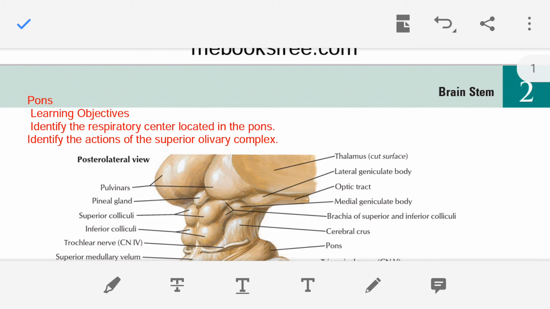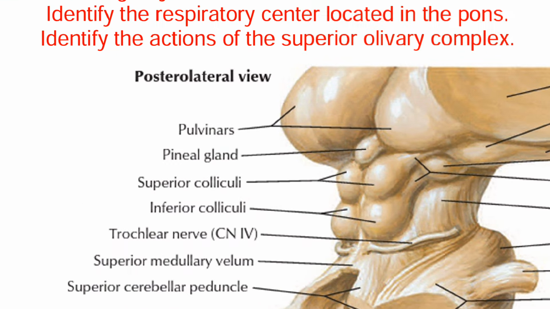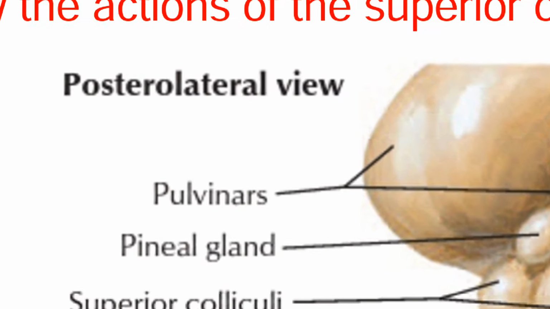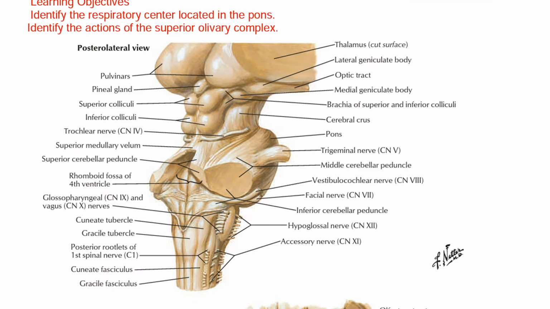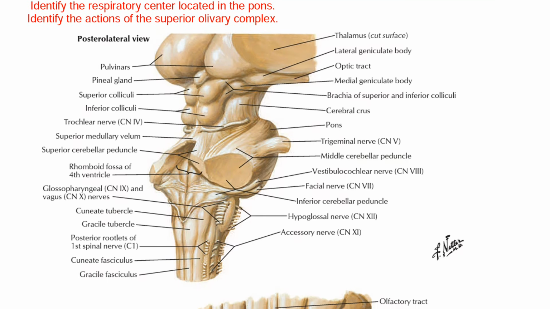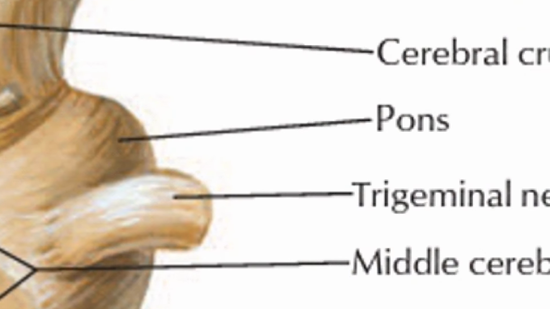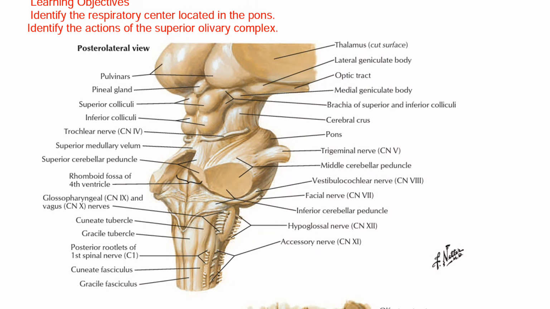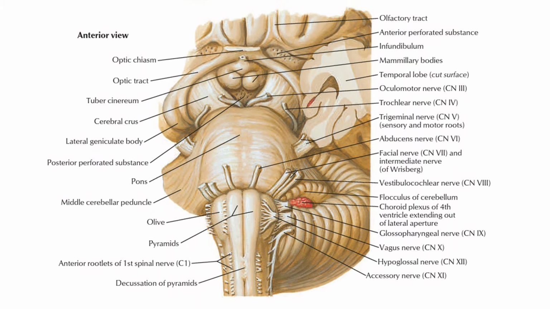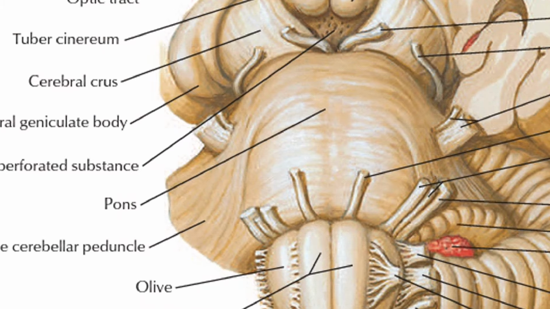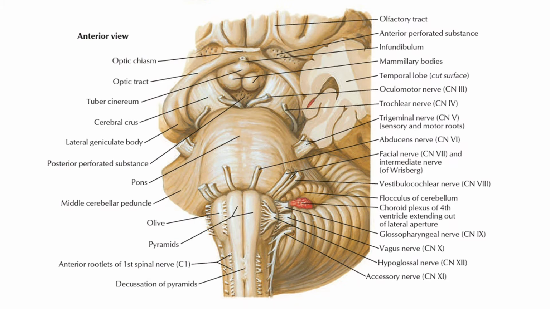Here in the figure, the brain stem is shown to us, and the brain stem that we are looking at is in a posterolateral view. Here in the brainstem, this is the pons. The name is written, pons. Now this is the anterior view of the brainstem, and this part is the pons.